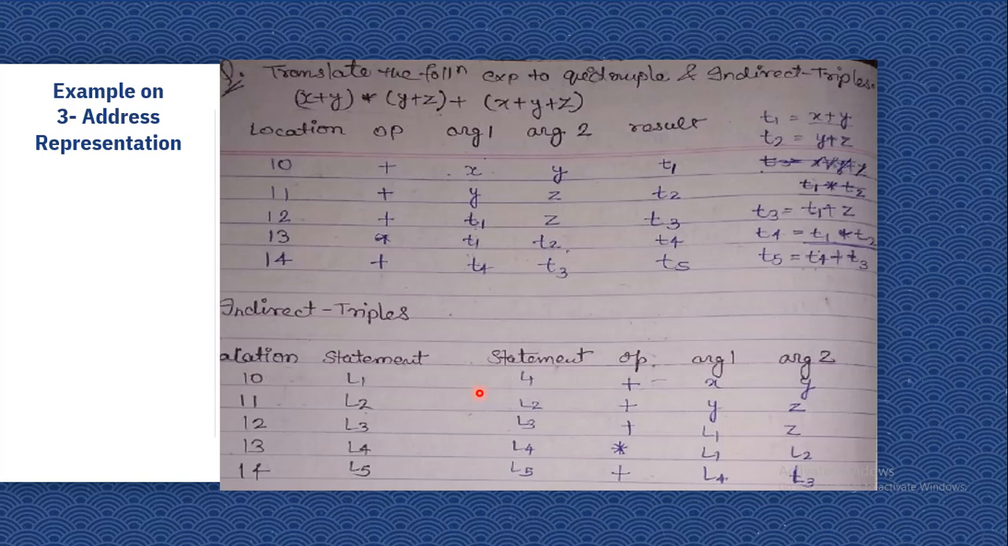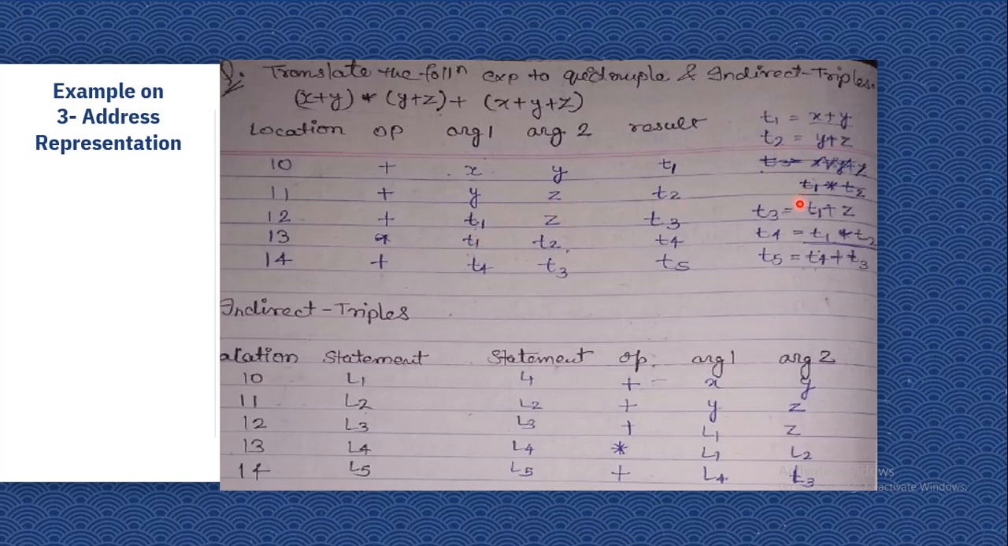If we have to represent this in the quadruple format, there are four fields: operator, argument 1, argument 2, and result. In the first line, the operator is plus, argument 1 is x, argument 2 is y, and the result is stored in T1. In the second line, the operator is plus, argument 1 is y, argument 2 is z, and the result is stored in T2.